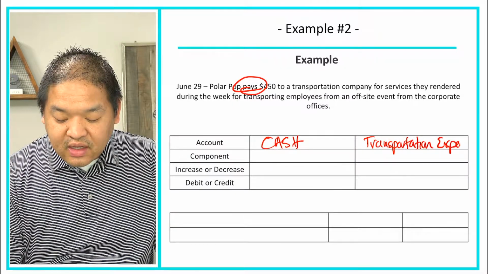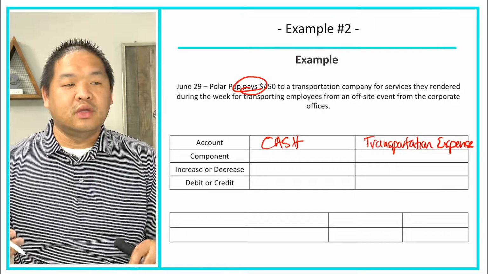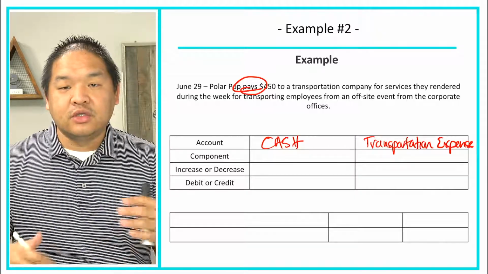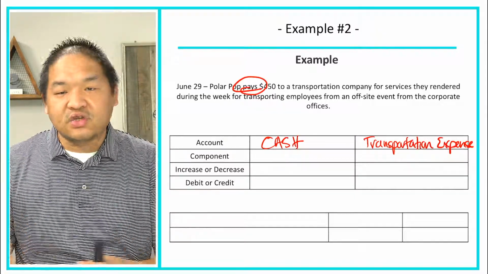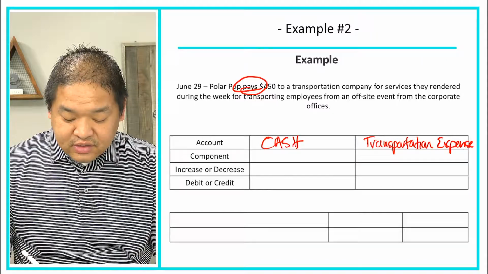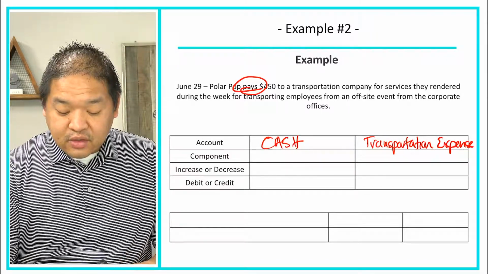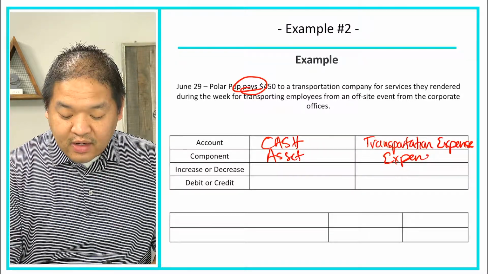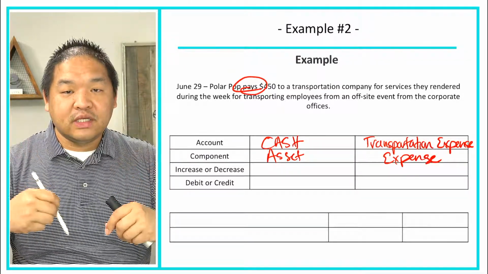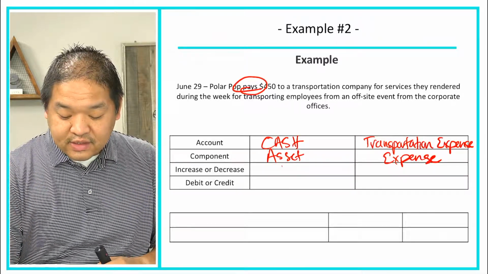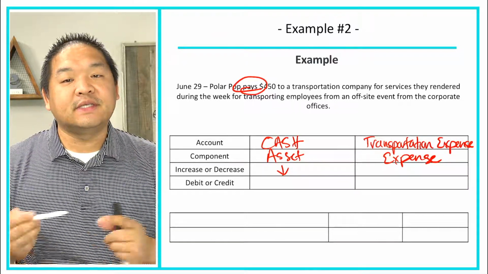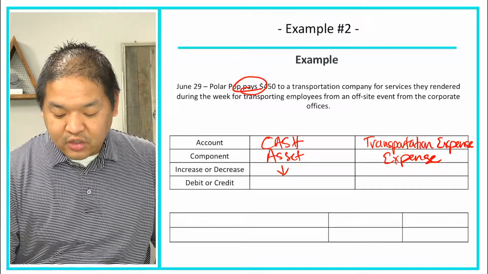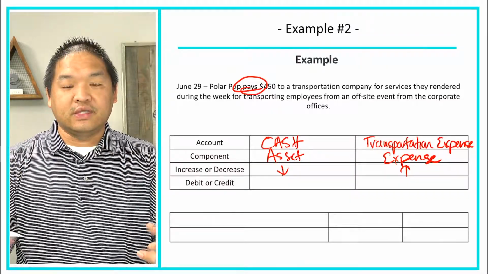And that's usually a common one because that also can include flying employees to different places for meetings or whatnot. So transportation expense or travel expense are things that you're going to see often. So that's definitely okay. So cash we know is an asset. Transportation expense is that expense that we've been talking about. Cash is going to decrease because we're going to have to pay out $450. So that's going to decrease. Transportation expense is an expense. That expense is increasing the expenses that we've incurred during the period. So we're going to increase the expense.